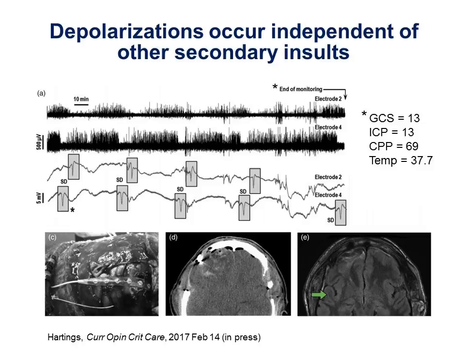And simply as a case example of this, this is a patient with a traumatic brain injury who, at the end of his intracranial monitoring, had a GCS that had improved to 13, ICP was controlled, CPP was in a good range, and the brain and body temperature were good, and so they decided to terminate intracranial monitoring. But looking at the ECOG data, we see that there was still ongoing organic brain injury as indicated by the occurrence of these repetitive depolarizations. So that raises the provocative question of whether intensive care and intensive neuromonitoring should have continued, and whether we perhaps should have done something differently based on these recordings.